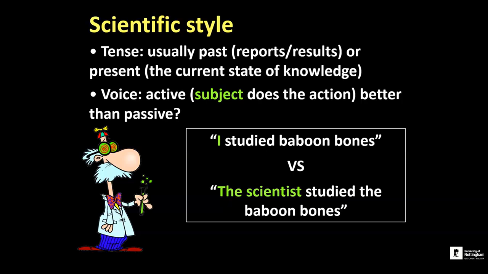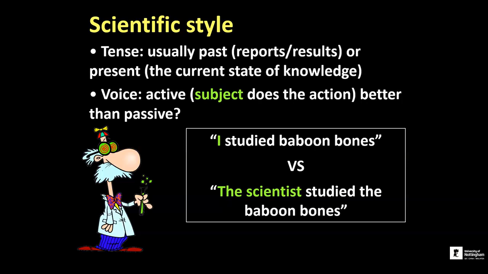If you're writing it as a single person, you know, you're writing up your practical report or project, it is strictly true that it was you that did it. So why not write in the first person, "I did it"? Again, convention would have taught you to write it in the third person because that was the dry, conservative, scientific style that we used to use. So we would have been, certainly in the past, more likely to write "the scientists studied the baboon bones."